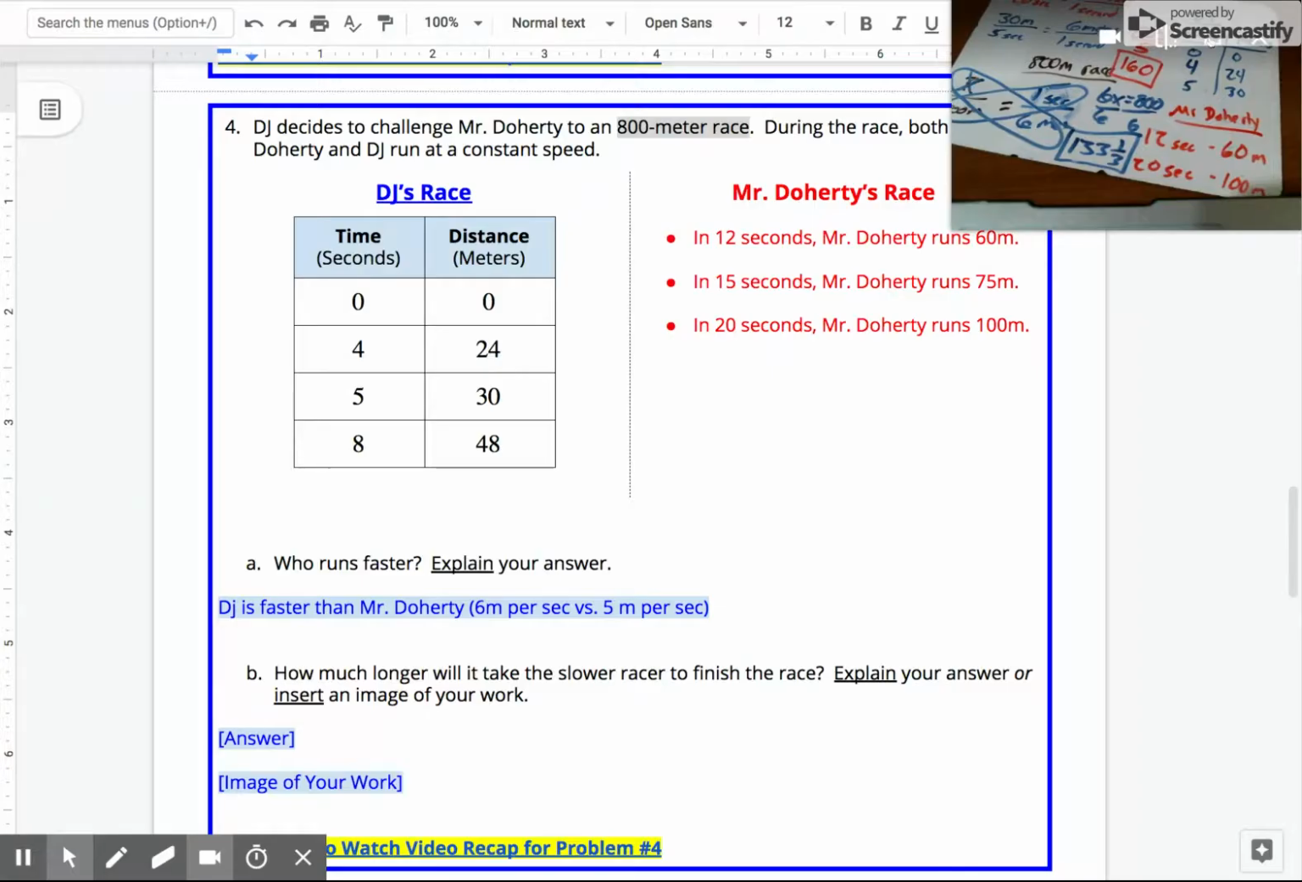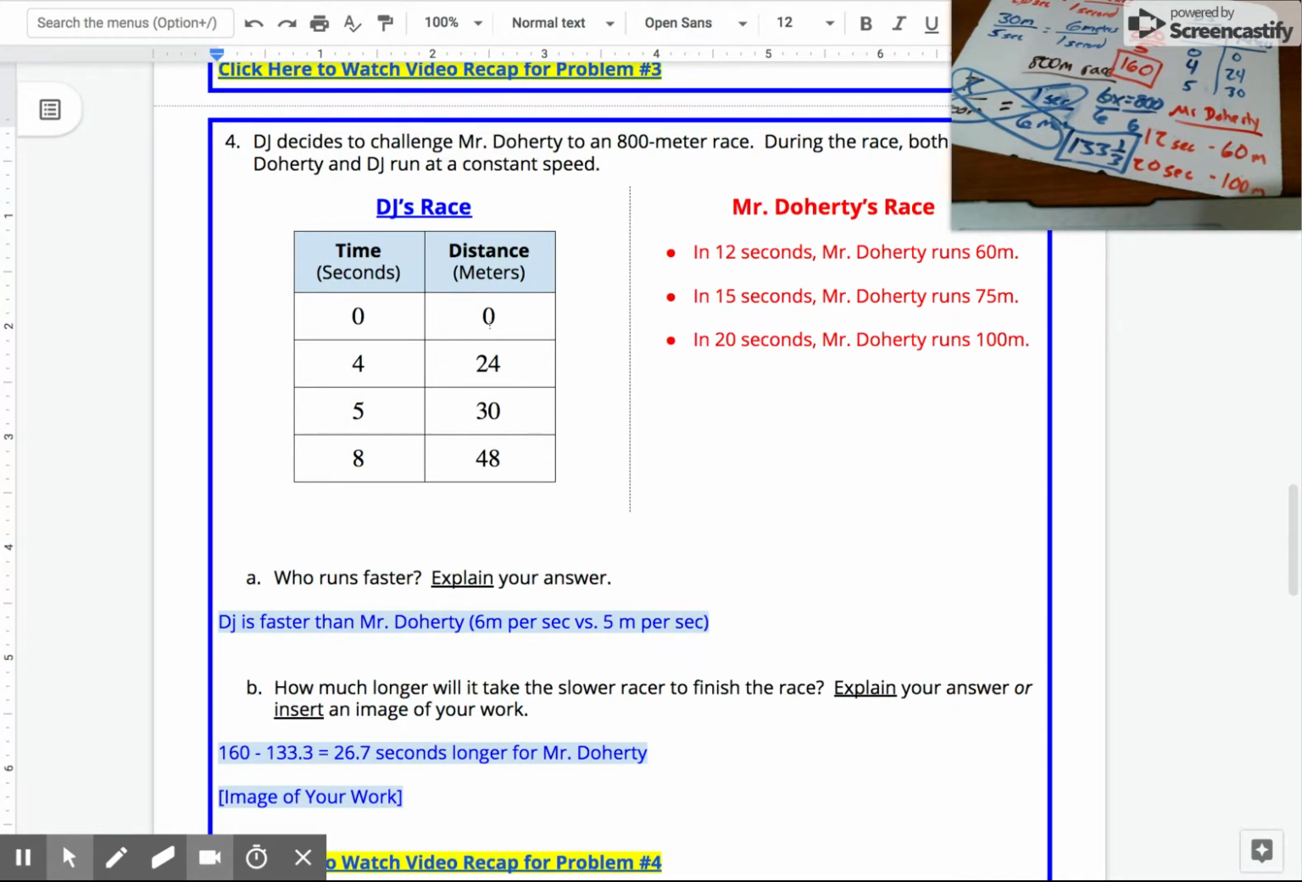So if we're going to compare those two answers, we need to do Mr. Doherty's time minus DJ's time. When we do 160 minus 130, that would give us 30, but we need to take 3.3 more away, so that puts us at about 26.7 seconds longer for Mr. Doherty. So as we see, it wasn't really close in this race. If this is the true information, DJ would be beating Mr. Doherty by quite a bit, by 26 seconds, even more.